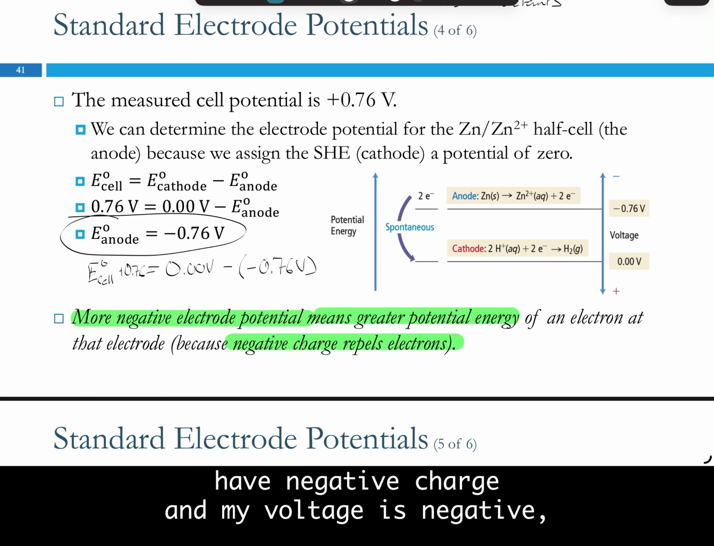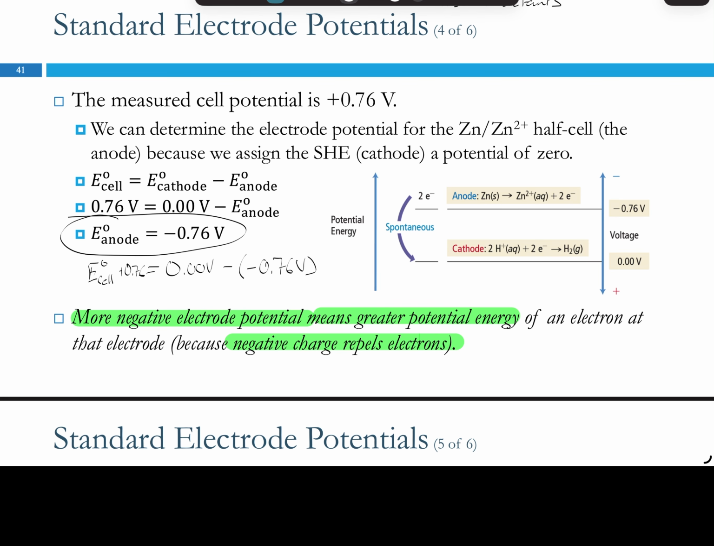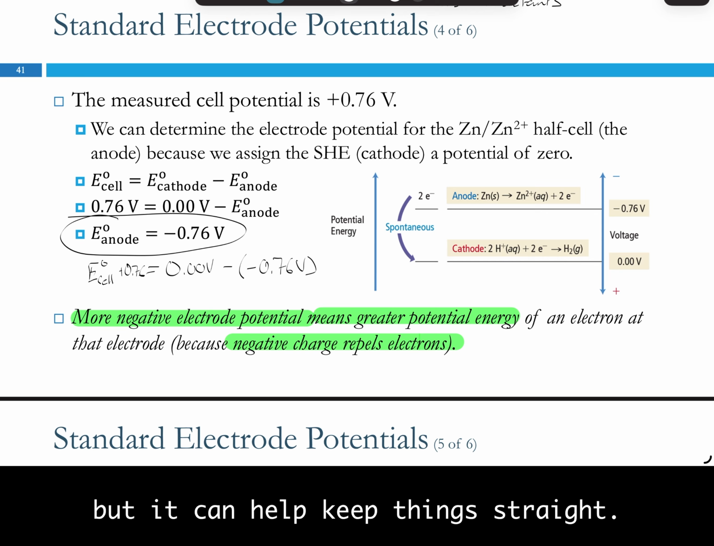So if electrons have negative charge and my voltage is negative, then those electrons want to move away from that reaction. And if it gets more negative, they want to move away even more. Not exactly what's happening, but it can help keep things straight.